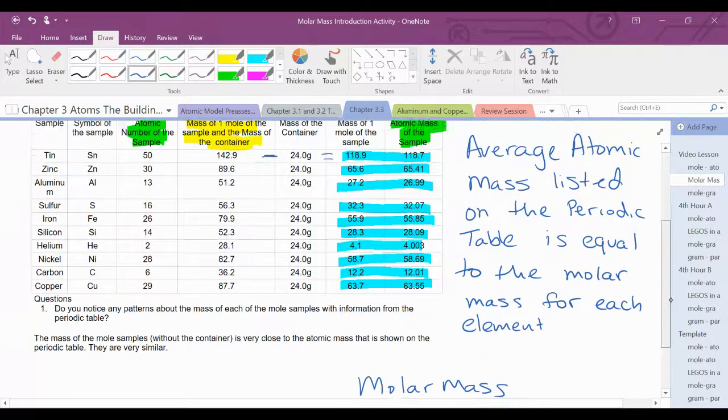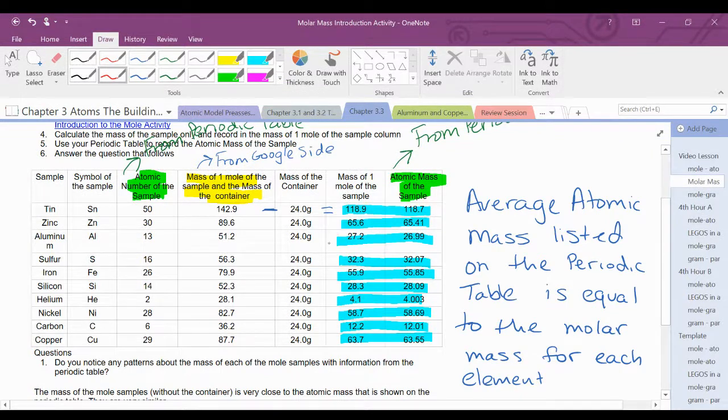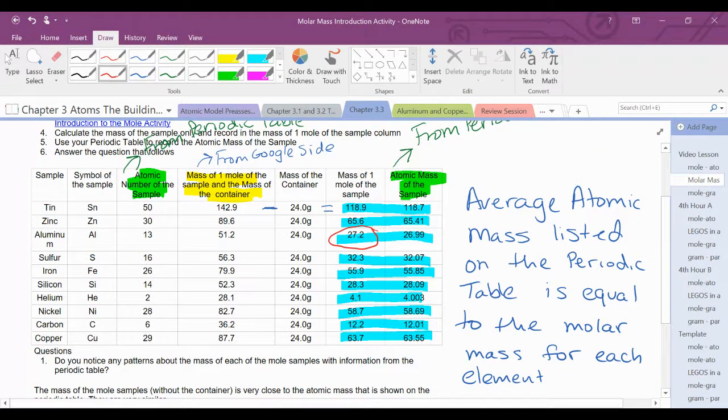When I made the sample for aluminum, I tried to measure out 26.99 grams of aluminum and put it in the container, because that way I have 1 mole of aluminum. I can't count out 6.022 times 10 to the 23rd atoms of aluminum, but I can look at the periodic table, and know that that number is how many grams are in 1 mole for any element on the periodic table.